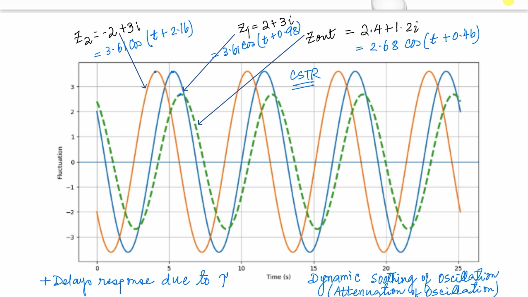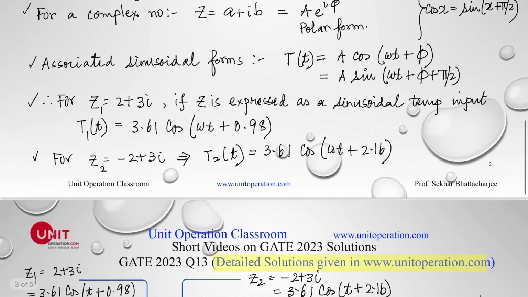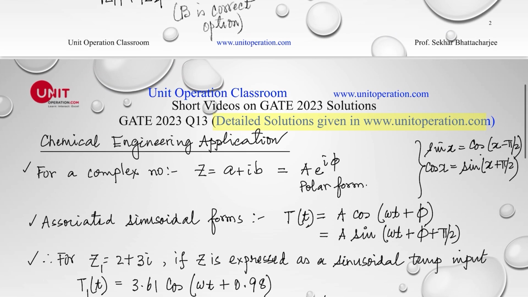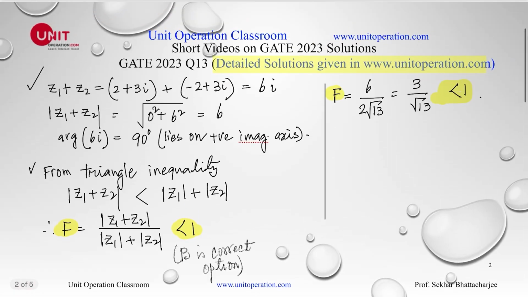So hopefully this gives you an idea about how complex numbers can be utilized for control applications in chemical engineering.